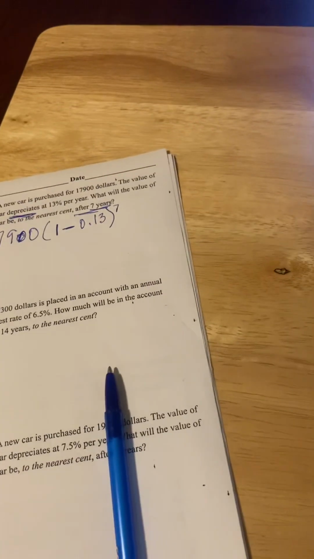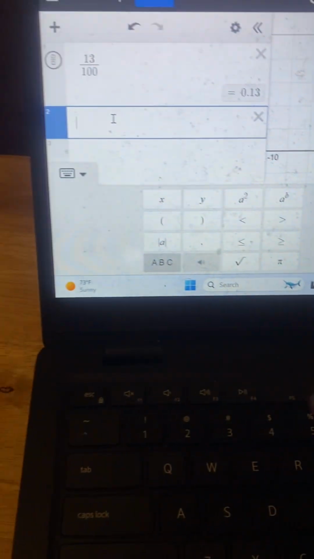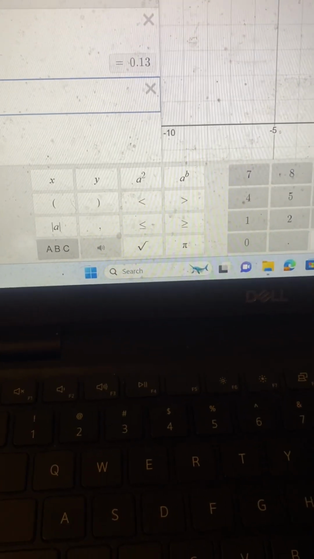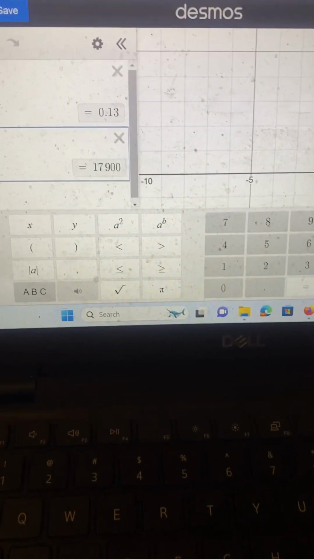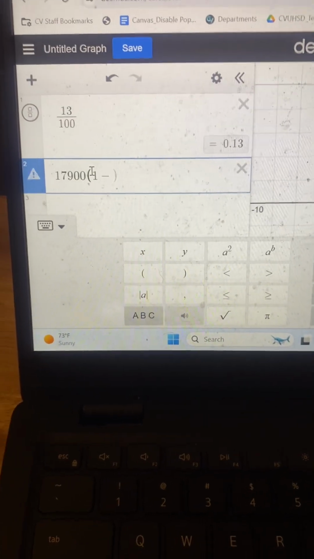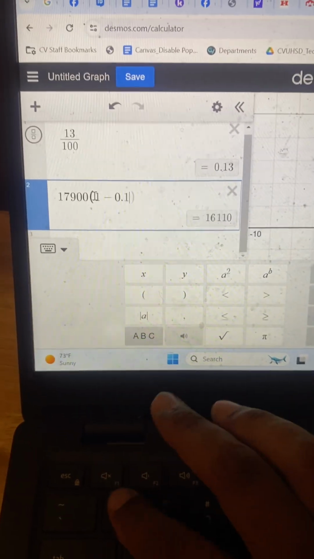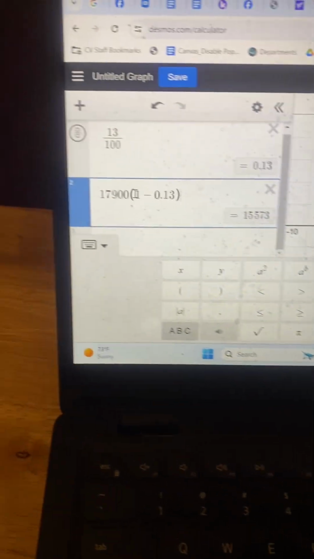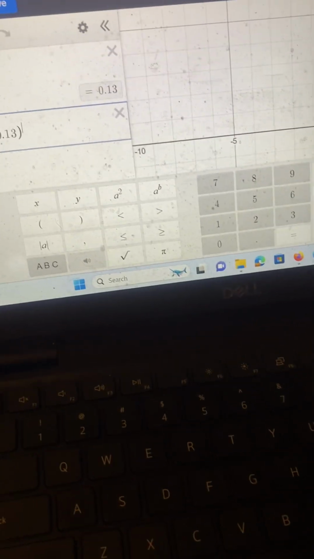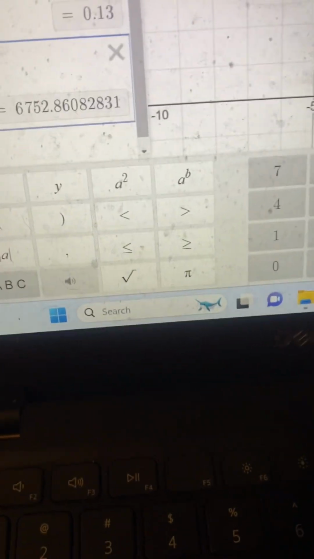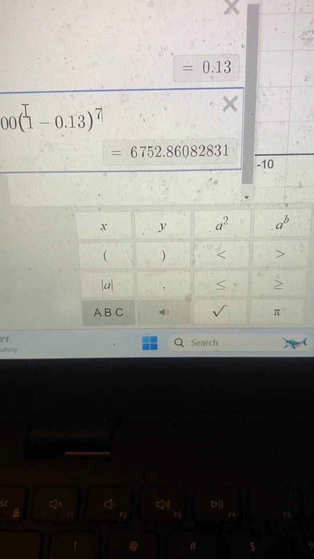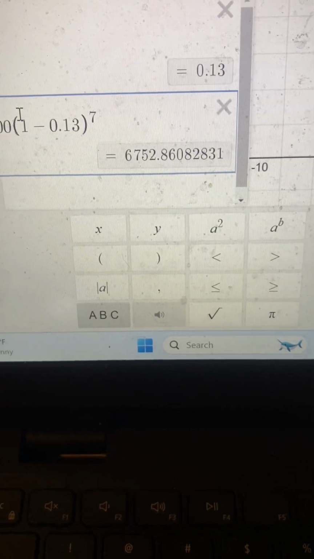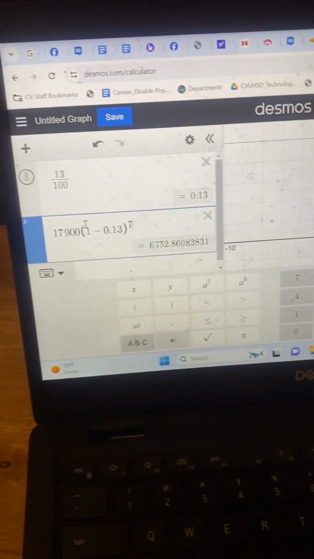All right, now you go back to your calculator and type everything in: $17,900, open parentheses, 1 minus 0.13, close your parentheses, shift 6. That's very important for your exponent. Put a 7. Then the money comes out, $6,752.86, but notice that there's a 0 next to the 6.